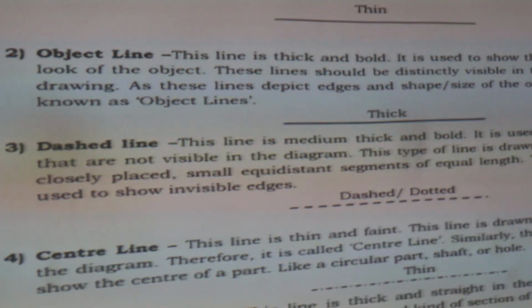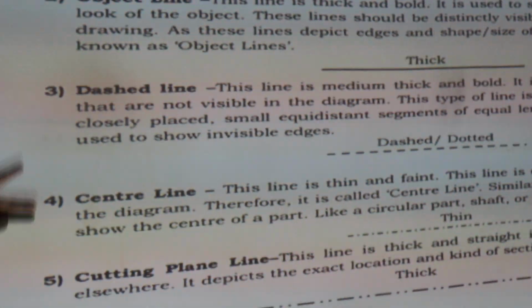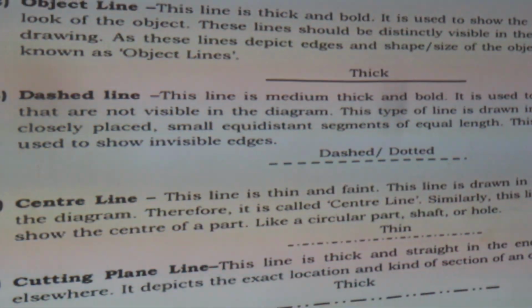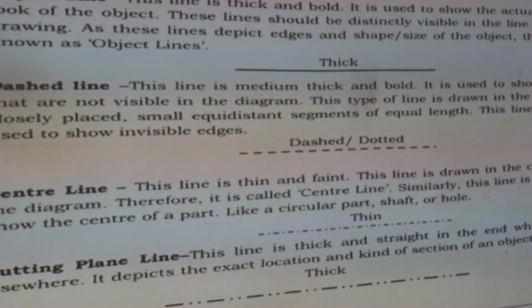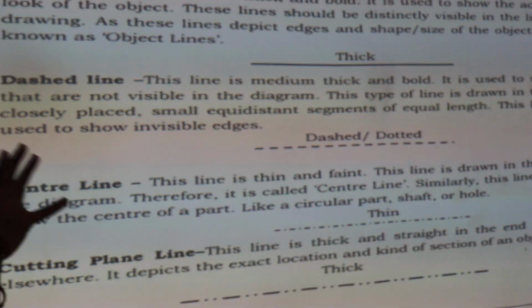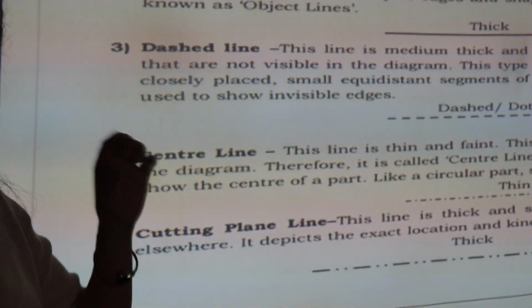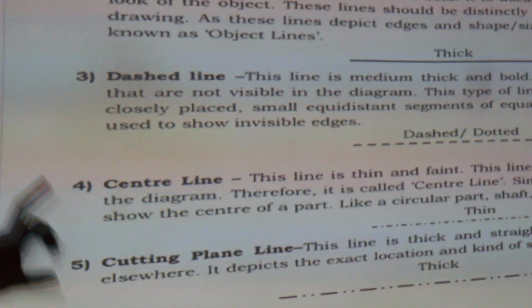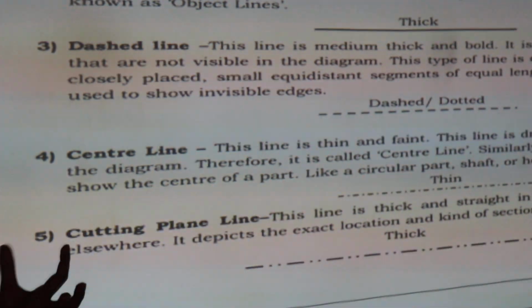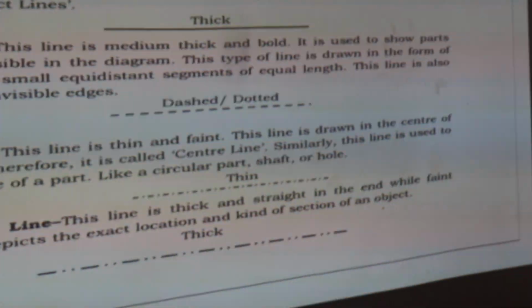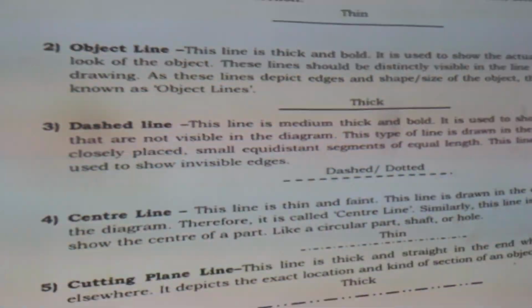Again, you have the center line. The difference between the center line and the dashed line is that in the center line you just have a dot, as you can see. Why it is used: suppose you have two images, while depicting those images you make a center line and just give an arrow. That is the use of the center line. The center line is also very thin. To modify the center line, we have the cutting plane line. It is quite thick, and the purpose of the center line and cutting line are the same.